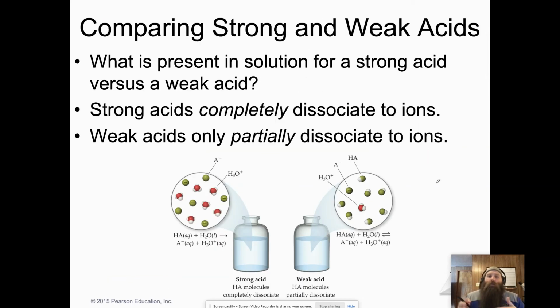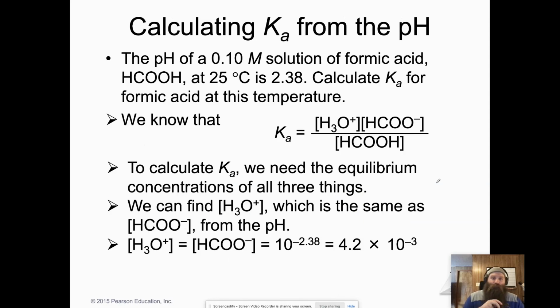When we compare strong and weak acids, the main thing we're really talking about is just, do they completely dissociate or do they not? That is a qualitative description, all right? If I really wanted to look at quantitative, I would have to use Ka, and we'll do that in the next slide. But as far as your qualitative description, strong acids completely dissociate, weak acids just partly dissociate.